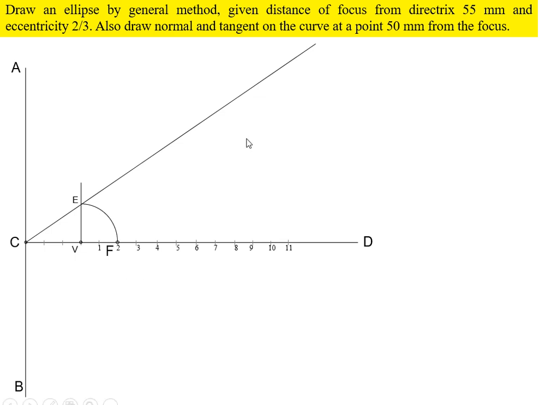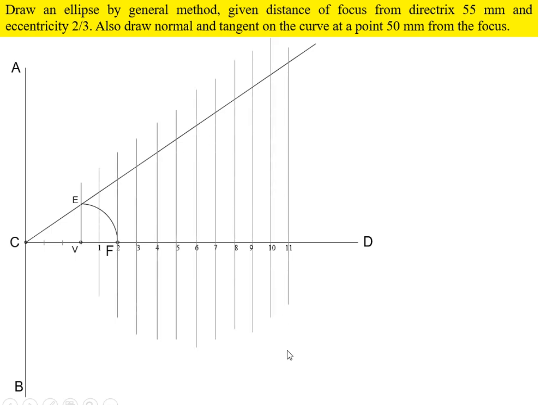Next, draw the vertical lines. Here are the points 1 dash, 2 dash, 3 dash, 4 dash, 5 dash. So next, cut arcs in both directions. This is the radius, and this is the arc.